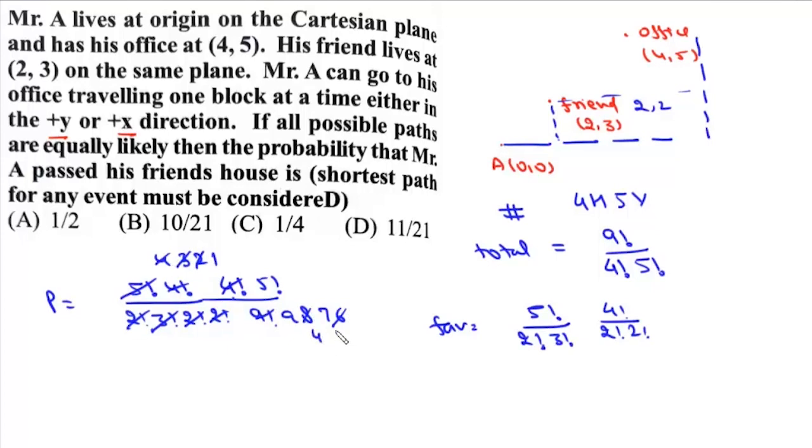This is 4, and factorial 5 is 5, 4, 3, 2, 1. Now this 4 will cancel. This is 3, so we'll get this as 10 by 21, and that's your option B. So basically, it's a grid problem which we have already studied in permutations and combinations.